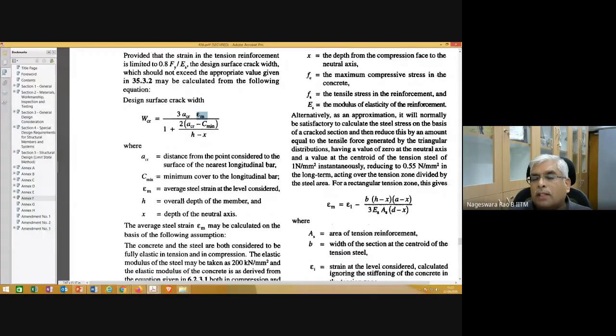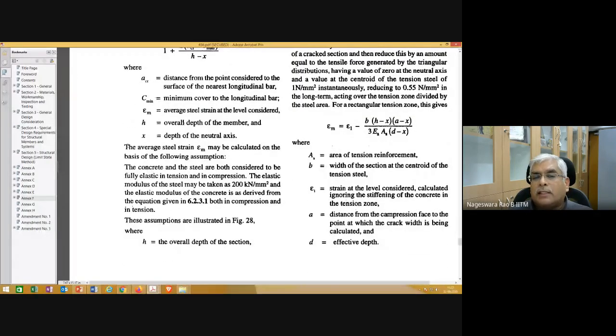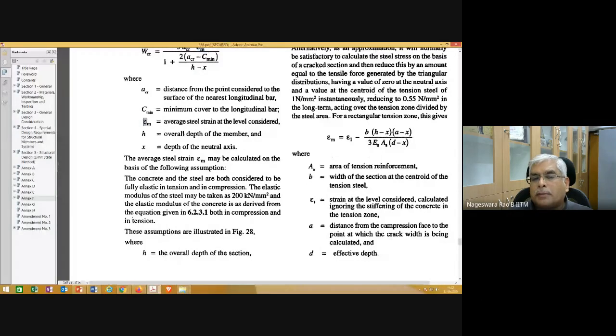So that's what we are going to discuss. Let's go through the code. Here it's mentioned epsilon m as the average steel strain at the level considered. What is the level we are considering? We are considering the soffit of the beam, the bottom of the beam. At that level, what is the average steel strain? That is what we need to calculate. The average steel strain, epsilon m, may be calculated on the basis of the following assumption.